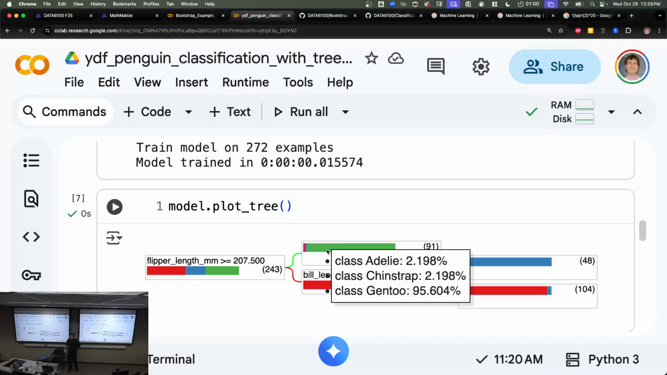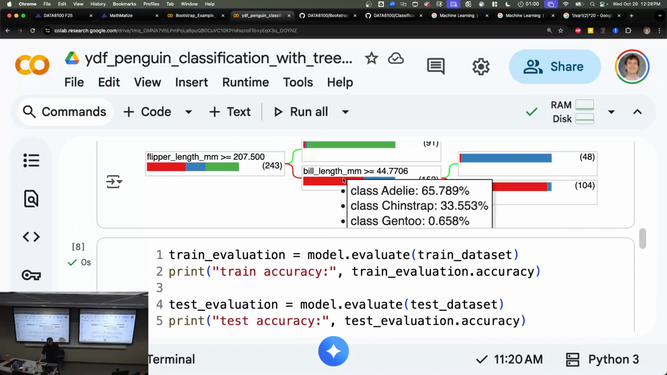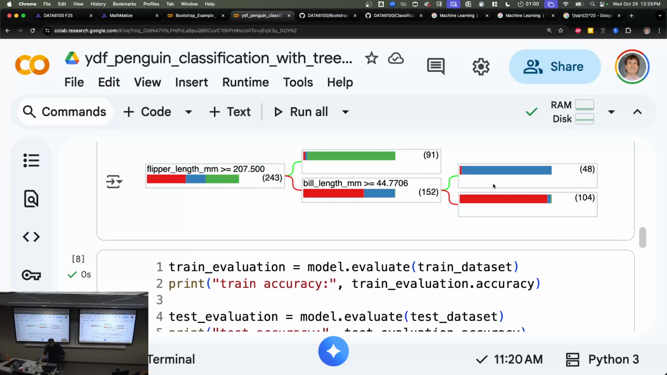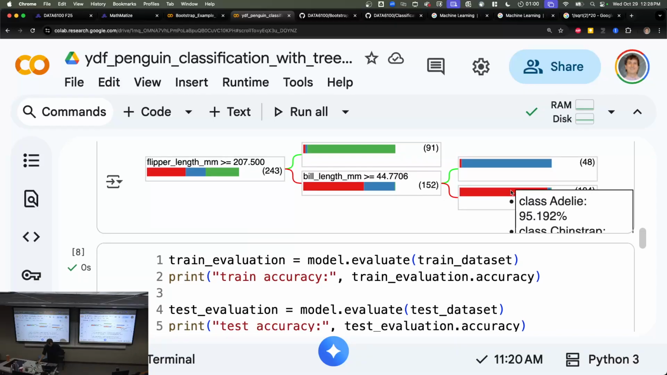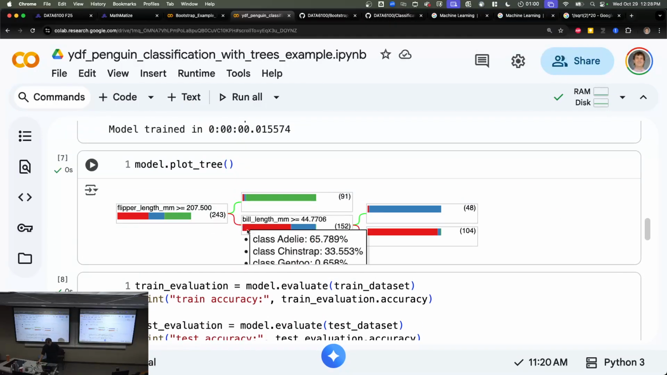Of course, on the other side of the equation, the bill length, it is now split by these 2 types, the red type, the Adelie penguin and the Chinstrap penguin. So we ask another question, is the bill length greater than 44.7? And now we have almost perfectly classified it, 48 and 104 here. So we have almost perfectly classified the penguins just based on these 2 very simple questions: what is their flipper length and their bill length?